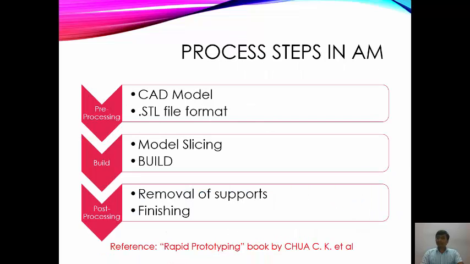The process steps in additive manufacturing or rapid prototyping can be categorized into three types. One is pre-processing, next the building of the part, and the third is post-processing. In pre-processing, the CAD model is made using some CAD software and it is then converted into STL file format. In building, the model is sliced and the building of the object is done. In post-processing, you can see removal of supports and finishing of the product.